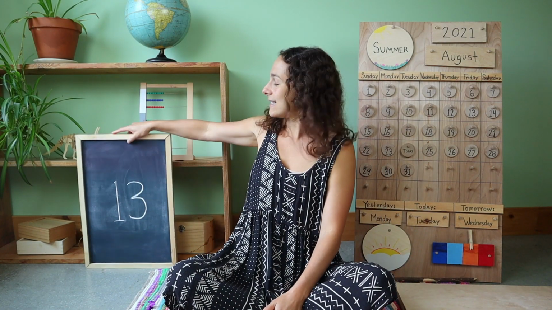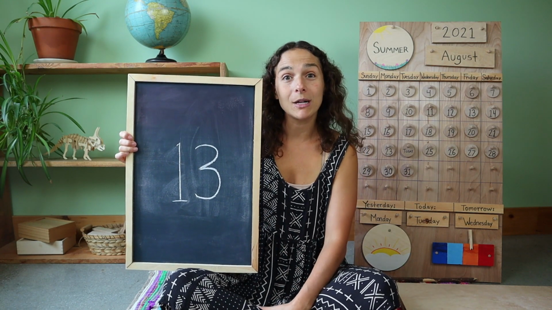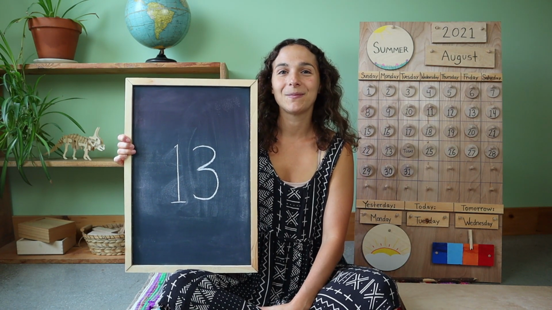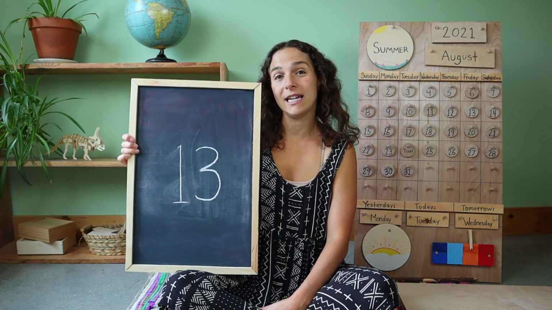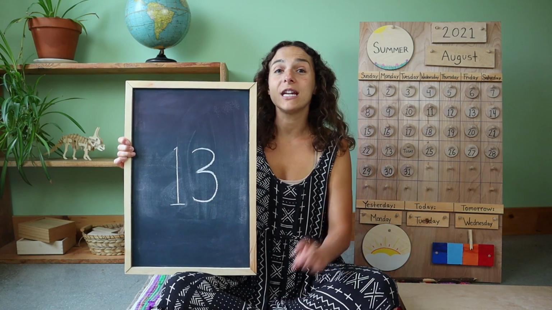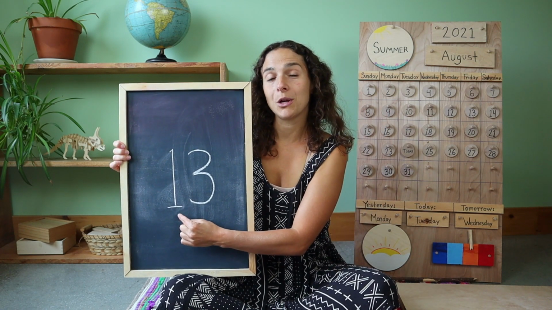And here is the number of the week. Do you remember what double-digit number this is? 13. This is the number 13. When you write the number 13, you have to write two numbers. Can you show me with your finger what number you write first?